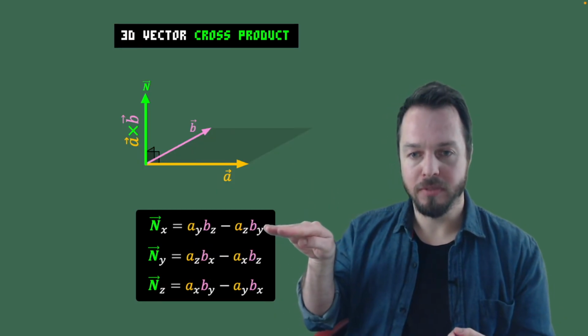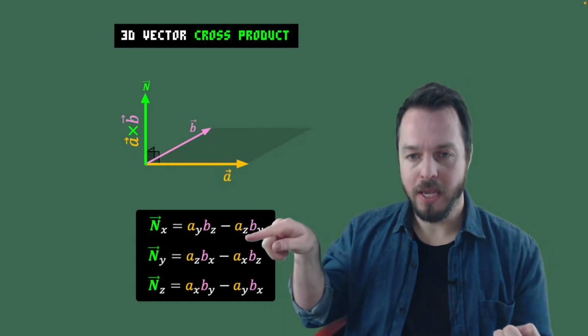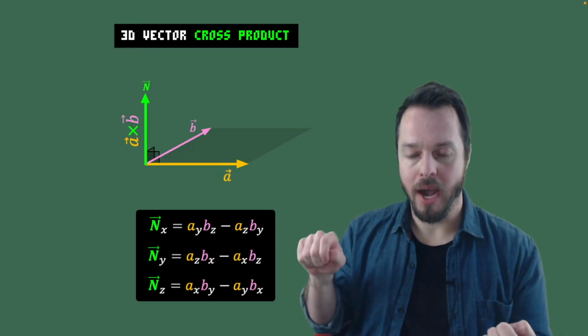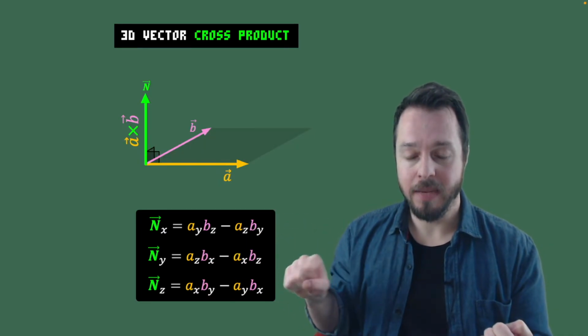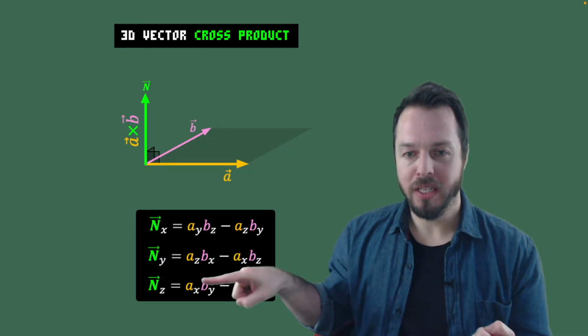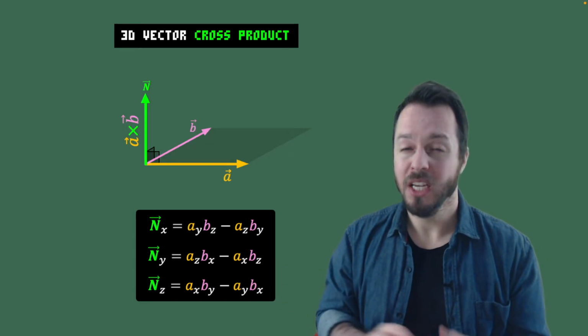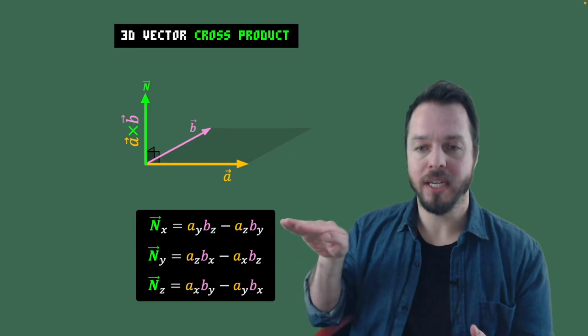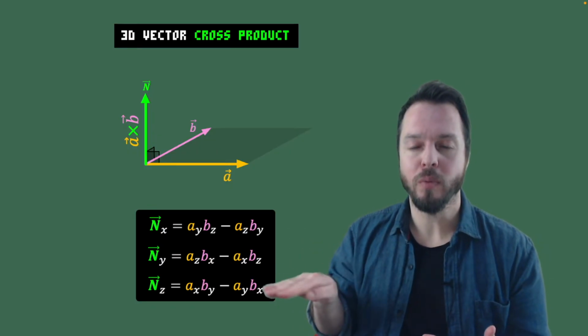The x comes from the y of A times the z of B, minus az by. The y comes from az bx minus ax bz, and the z component of the cross product is the cross between the other two, ax by minus ay bx. You don't have to really memorize this. Just remember that in high school, this is what we used when we had to compute the cross product.